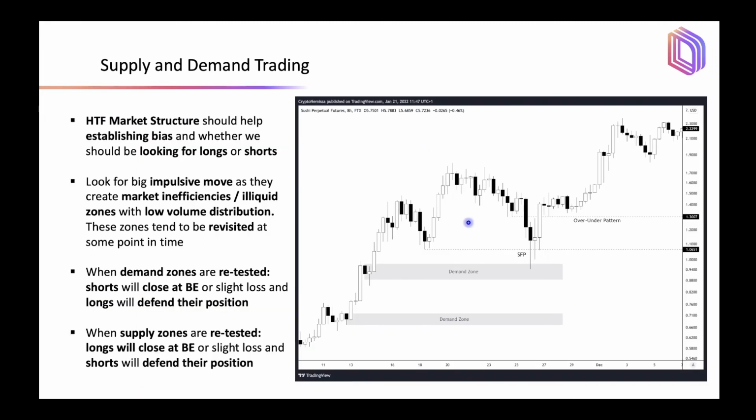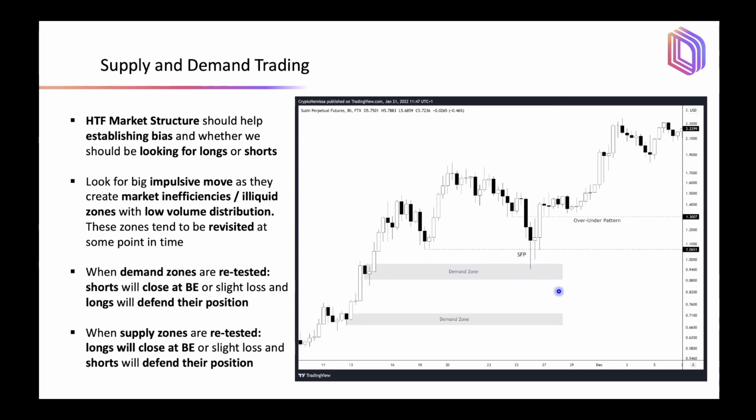To continue on supply and demand trading, the high time frame market structure should help establish your bias and whether you should be looking for longs or shorts. So for example, here you have a high, a low, a higher low, and so on. So your market structure is definitely bullish and you should be looking for longs, right? So from that, you should look for impulsive moves like here, and mark the demand zone preceding those impulsive moves, demand zone if we're looking for longs. And as you can see, this demand zone got tested here, but this one didn't.